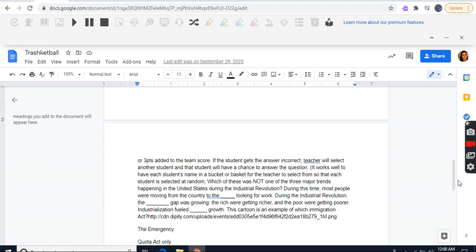It works well to have each student's name in a bucket or basket, whatever we call it, for the teacher to select from, so that students can be selected at random.